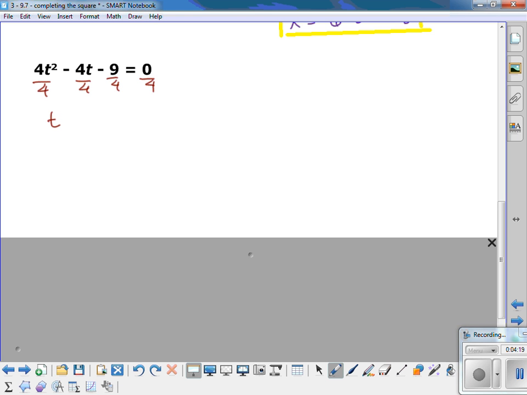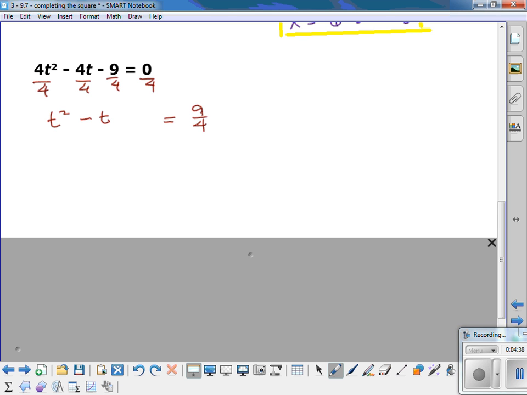And so I have t squared minus t, I'm going to leave a little space to complete the square, equals 9 over 4 if I add the 9/4 to the other side. Did I lose anybody there? I just added the 9/4 over since I wanted the number on the other side.